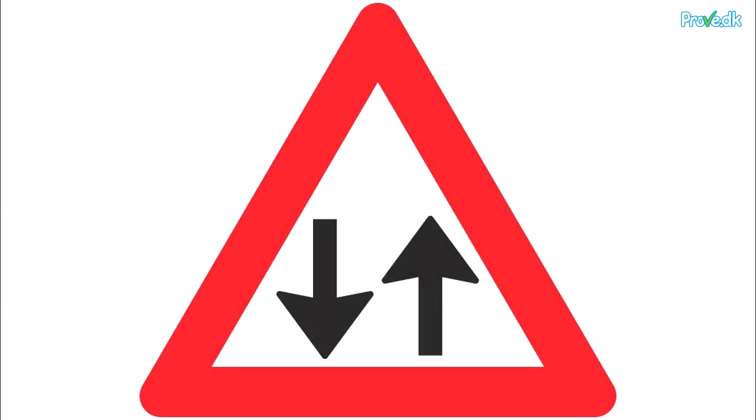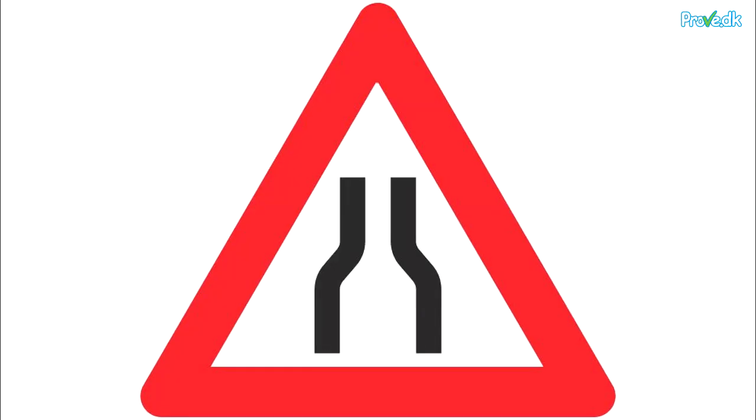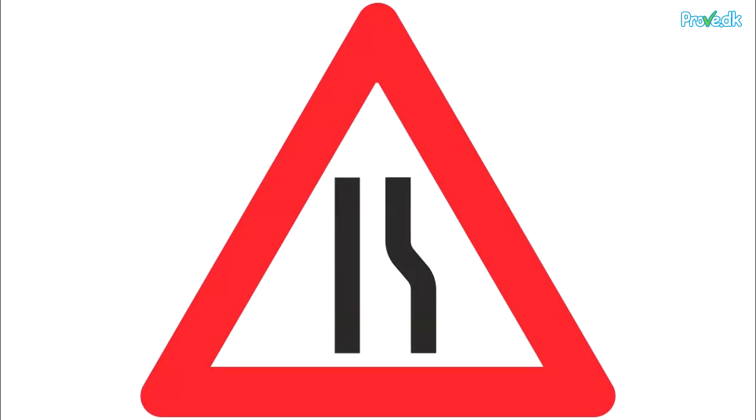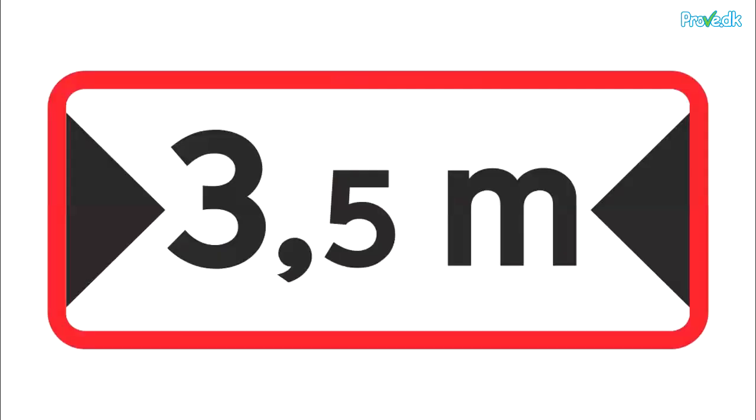Traffic in both directions. Road narrowing. Road narrowing on the left side. Road narrowing on the right side. Maximum permitted vehicle width. Additional board where the width of the most narrow parts of the road are marked.